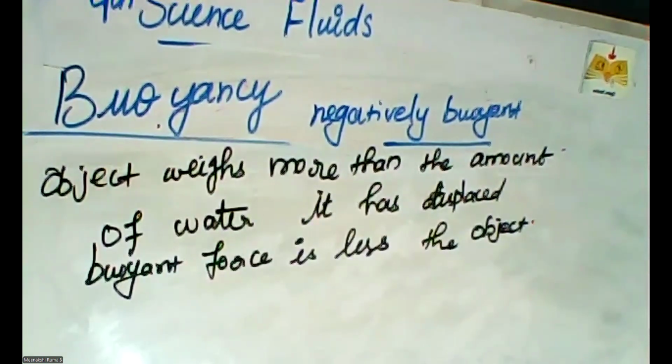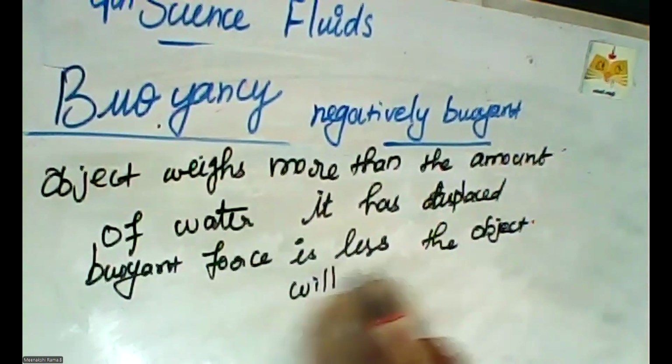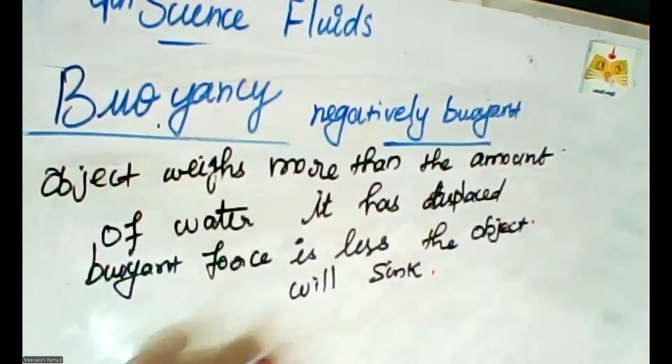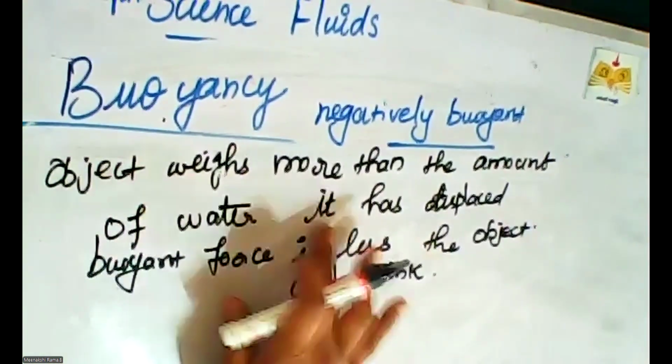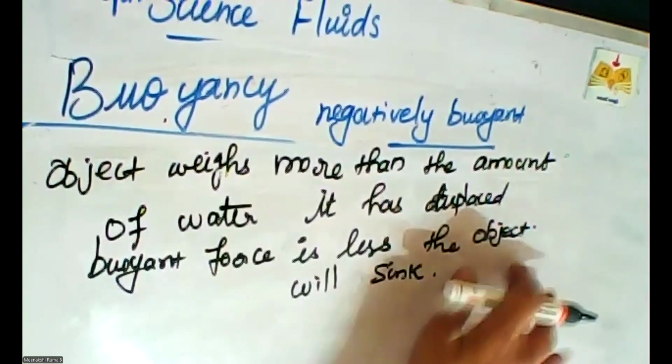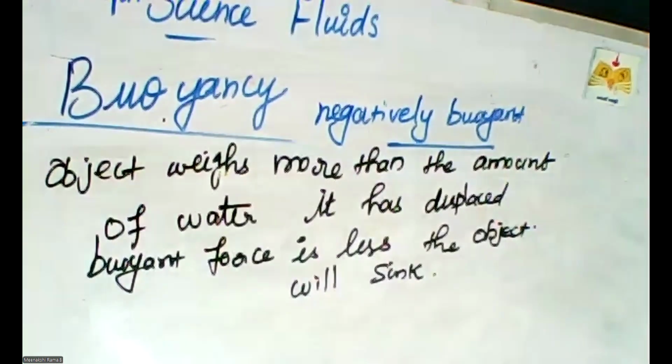The buoyant force is less than the object's weight, so it will sink. This kind of object is called negatively buoyant: the object weighs more than the amount of water it has displaced, the buoyant force is less than the object, so it will sink.